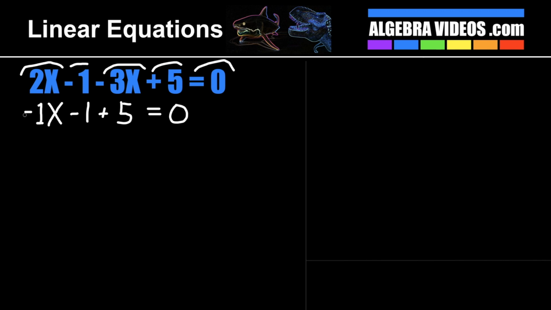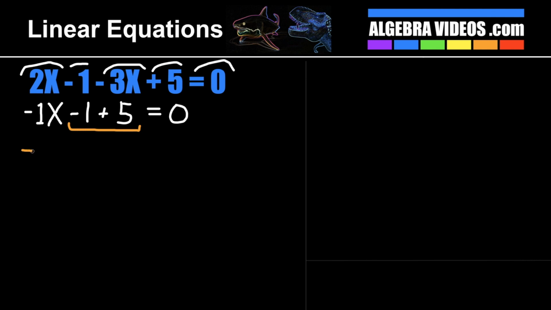Now, just continuing as I'm looking at this, is there anything else I can simplify? Well, minus 1 and plus 5 could be simplified. What's minus 1 plus 5? This little section right here. That's a positive 4, right? Just like 5 minus 1 is 4. Negative 1 plus 5 is 4.